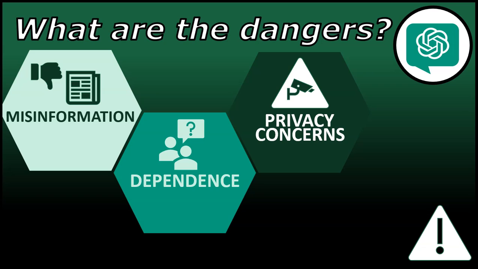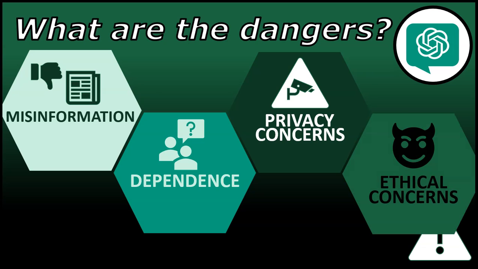Privacy concerns. ChatGPT and other AI models process a large amount of data to function, which raises concerns about data privacy and security. It's important to be aware of how data is being used and to take steps to protect it. Ethical concerns. The rise of ChatGPT and other AI models raises broader ethical questions about the role of technology in society. It's important to consider the potential impacts and consequences of using these tools.